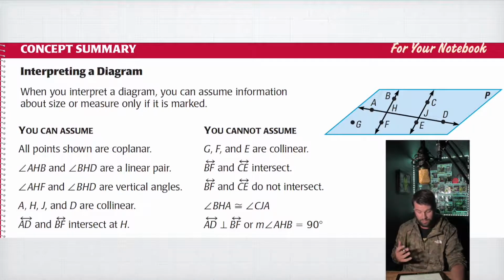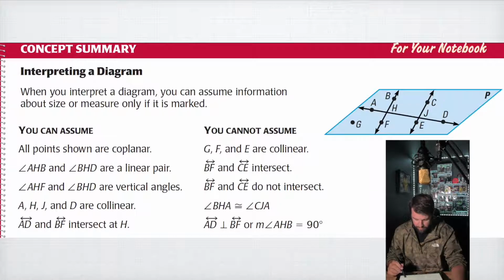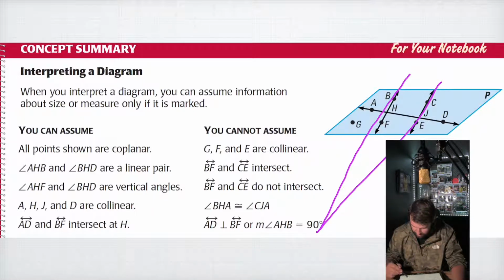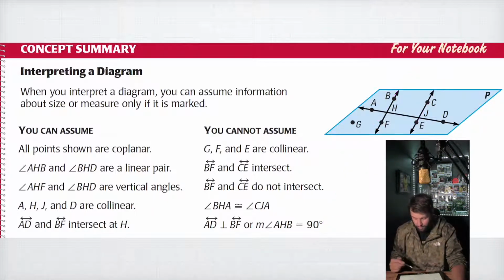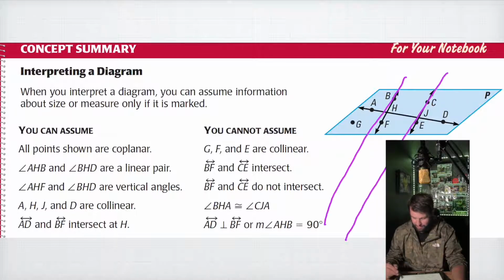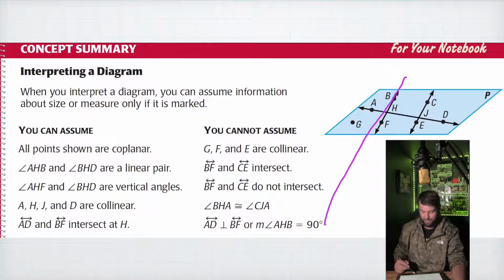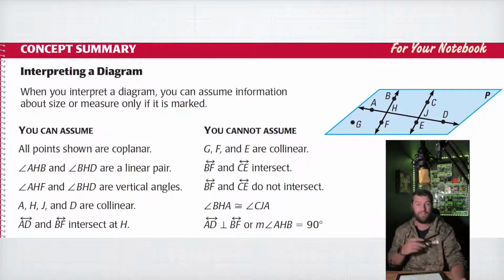But things you cannot assume would be that G, F, and E are collinear because there's not a line that goes through them. You cannot assume that BF and CE intersect. We don't know if those lines maybe go on for eternity and intersect. We don't know. We also don't know that they do not intersect. We do not know that they're parallel lines, okay? We cannot say that because there's not enough information given.